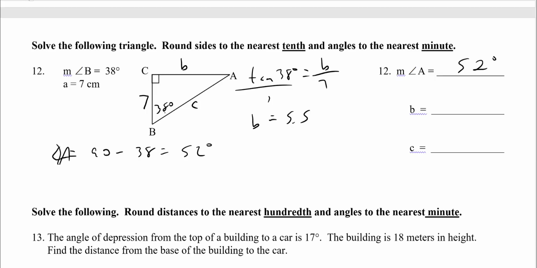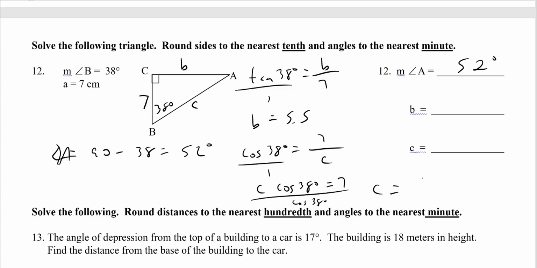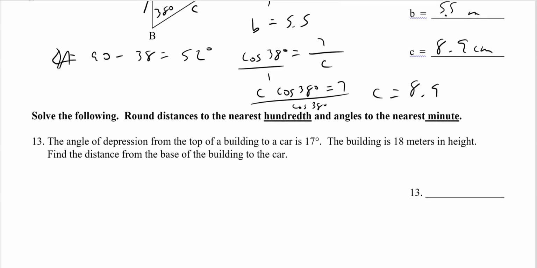And then I want to find c. So again, I'm going to use the same 38 degrees, but I'm going to use cosine. So cosine of 38 degrees equals 7 over c, adjacent over hypotenuse. Okay, so we cross multiply and then divide, right? So it's c cosine of 38 equals 7, and then divide by cosine 38. So c comes out to be 8.9. So 8.9 centimeters, I believe, and the other one was 5.5 centimeters. Okay, cool. Keep going.